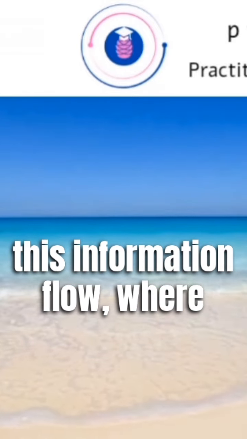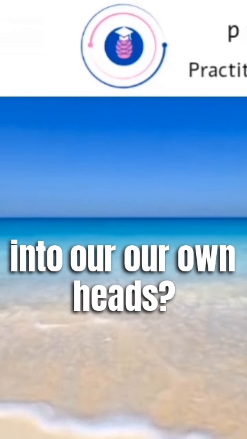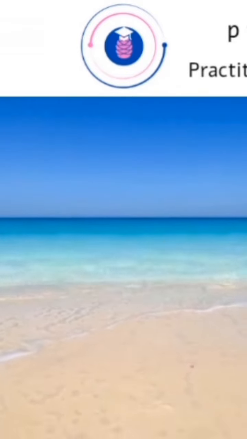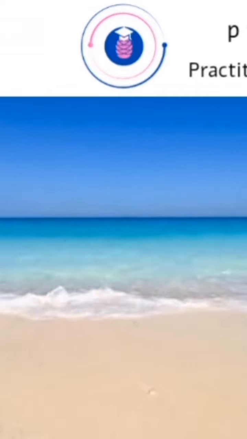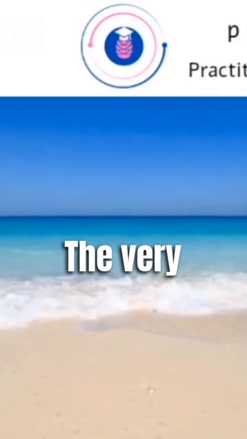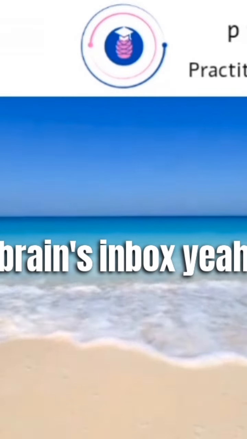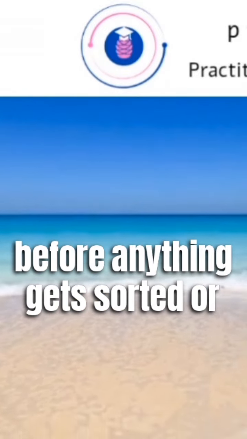Okay, let's get into it then. So this information flow, where does it start? I mean, is it just out there, or is there a specific doorway into our own heads? Good question. It really starts with something quite simple on the surface. Sensory input. Sensory input. This is the raw data. Okay. The very first point of contact with the world outside. Think of it like the brain's inbox, before anything gets sorted or deleted.